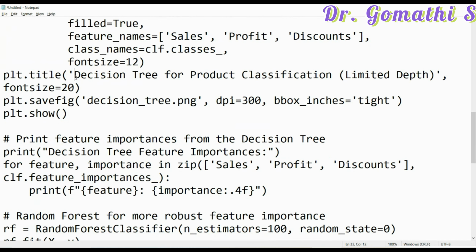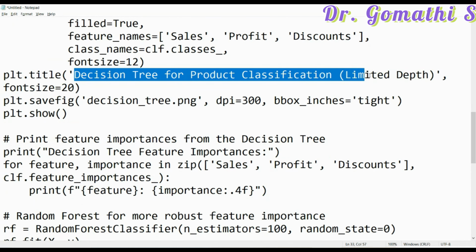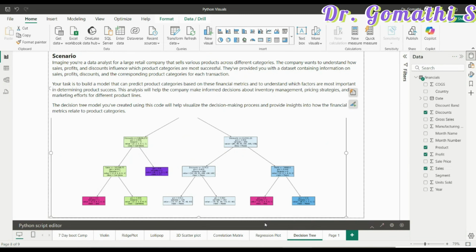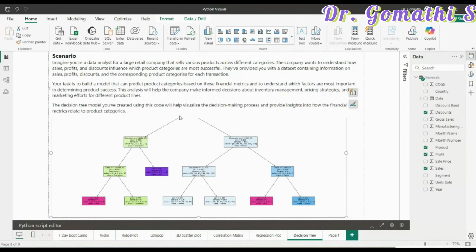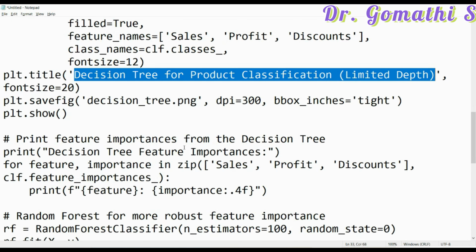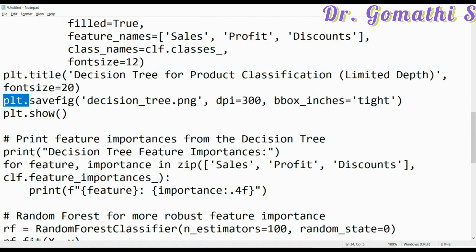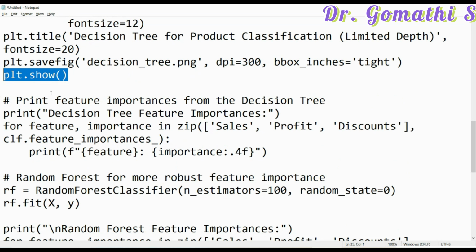And then I want to give the plot title as "Decision Tree for the product classification, and it's a limited depth", okay. Because this is the title, I am not going beyond that tree depth, so that is why I'm giving this. And I want to save this figure. If you want to go ahead with the figure, you can save it as well, okay. This is a simple thing, it's not mandatory, so you can use it, and then you have to display the plot, okay, display the visual. So I'm just using plt.show.